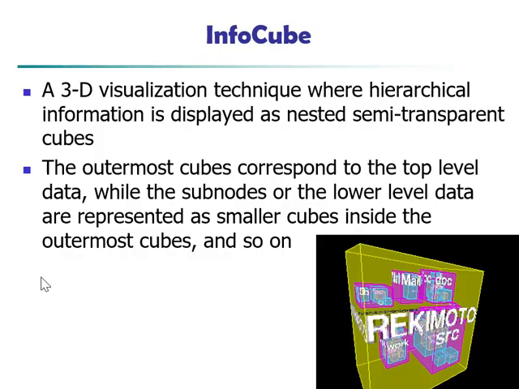In 3D mode, following a similar idea, we can create something called an info cube. This is a 3D semi-transparent cube that holds other smaller 3D semi-transparent cubes, which have other nested things in them. Anything, any terminology, any commercial products, things that you can fit into a hierarchical structure, you can use this kind of visualization.